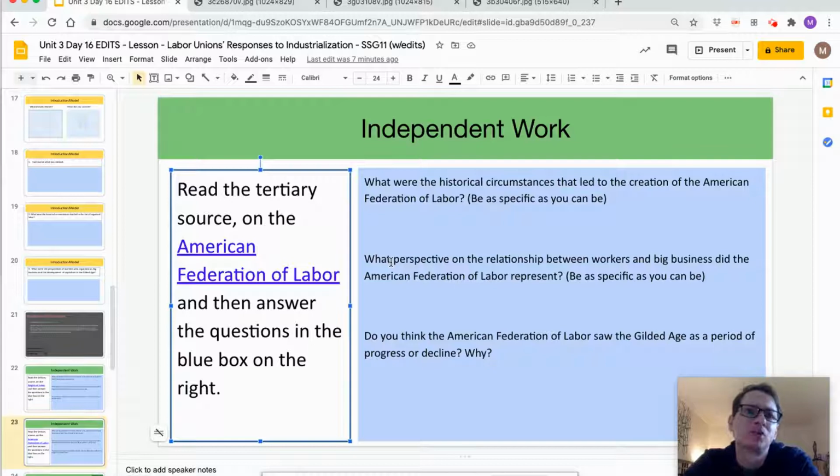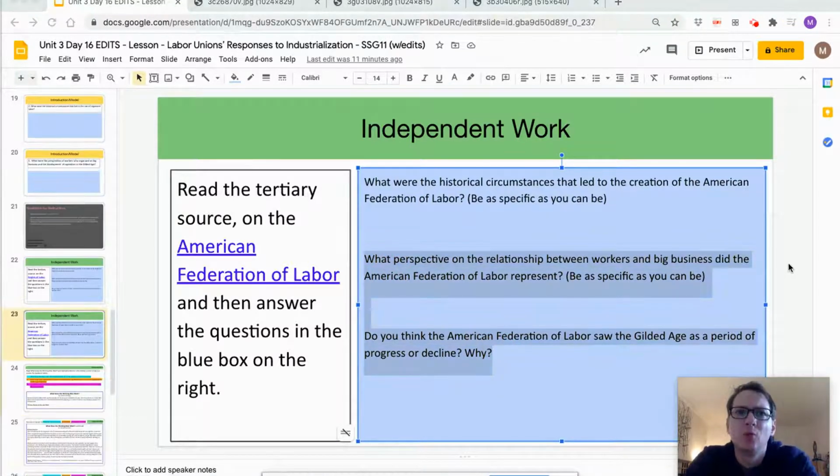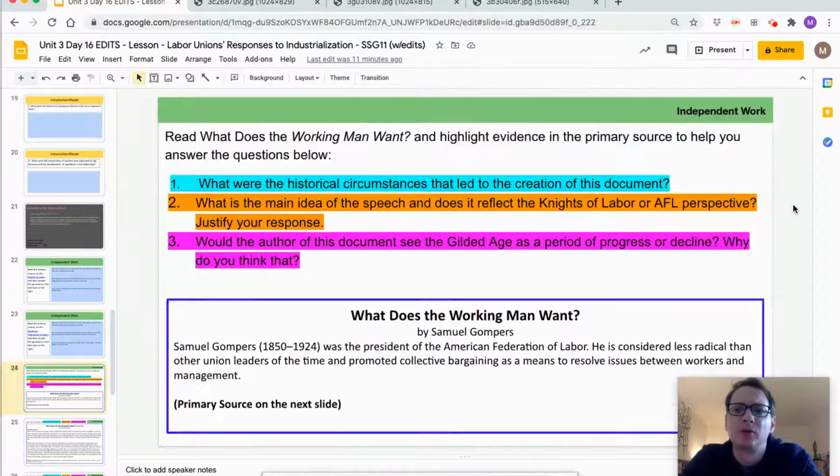And if you are struggling with this part, I would reread both and keep an eye out for the goals, the methods, and the membership requirements of each. And what you realize here by thinking about those 3 things will likely inform your responses to these 2 last questions. We then move on to the primary source component of this lesson, which is taken from Samuel Gompers, who was the founder and president of that second union you just read about, the American Federation of Labor.